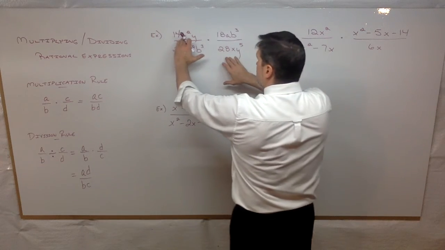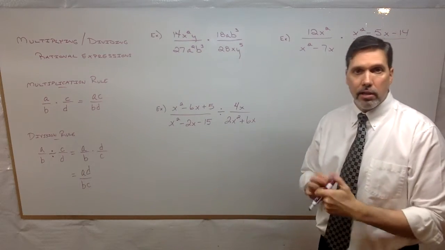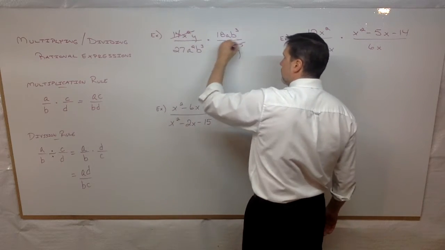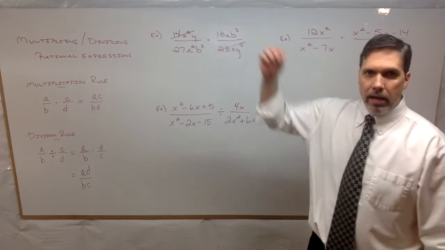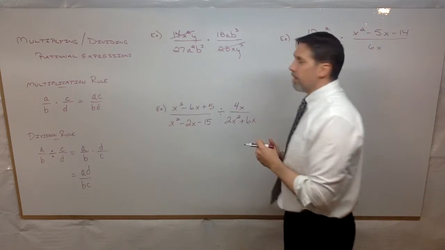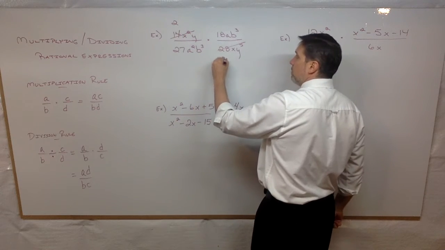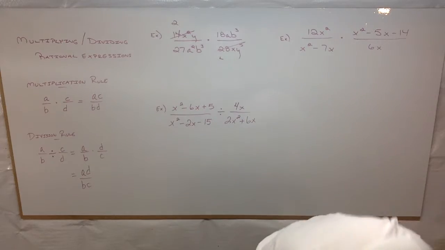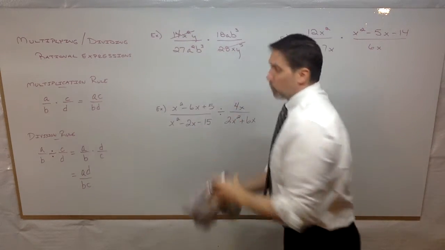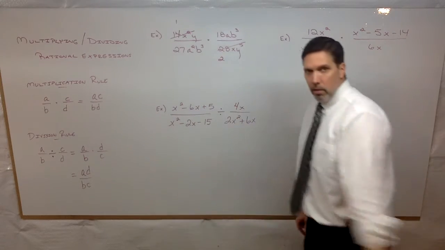So I start with 14x squared y and 28xy to the 5th. Do they have something in common? Yeah, something. So I'm just going to cancel the whole thing out completely. And then I'm going to write above and below what I would have left. So start with 14 and 28. The greatest common factor is 14. It goes into 14 once, into 28 twice.